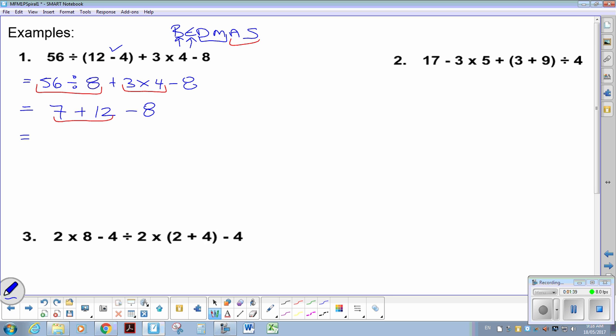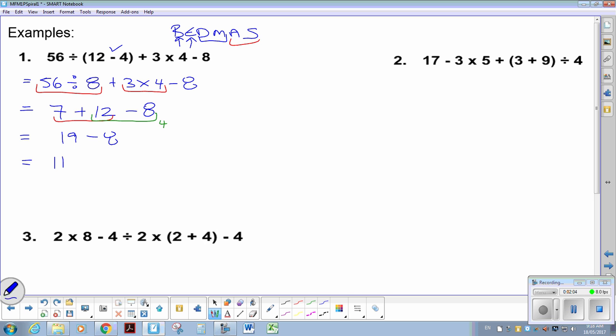If I would do 7 plus 12, I get 19, take away 8. 19 take away 8 is 11. If I would have done 12 take away 8, that would have been 4. 7 plus 4 still gives me 11. So the adding and subtracting, that's only put in there in case there is some multiplication or some other elements of BEDMAS left over. All right.